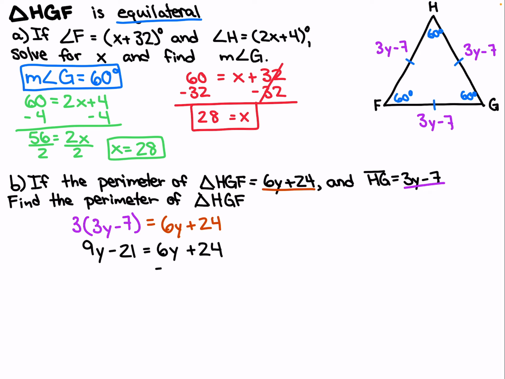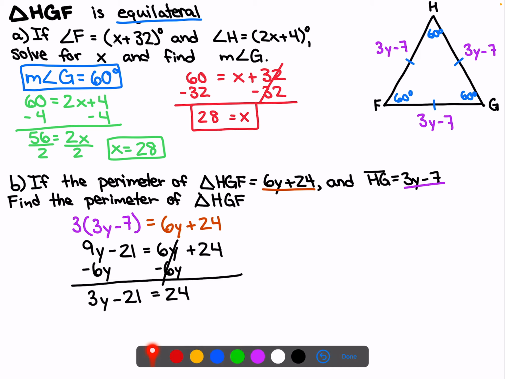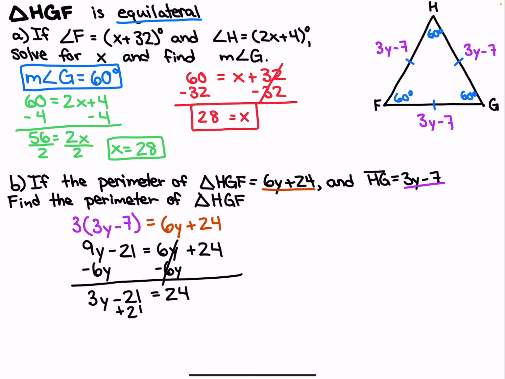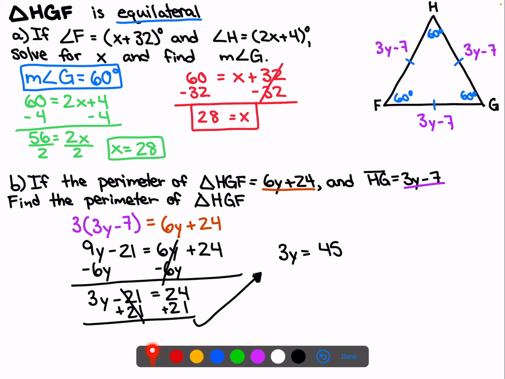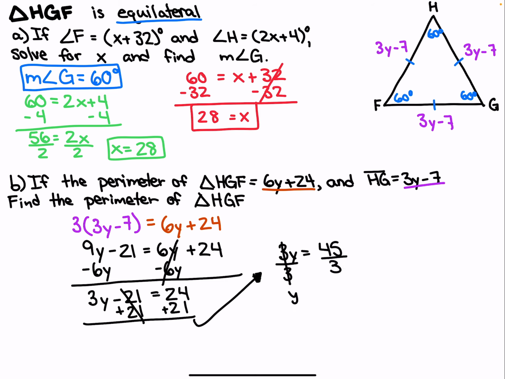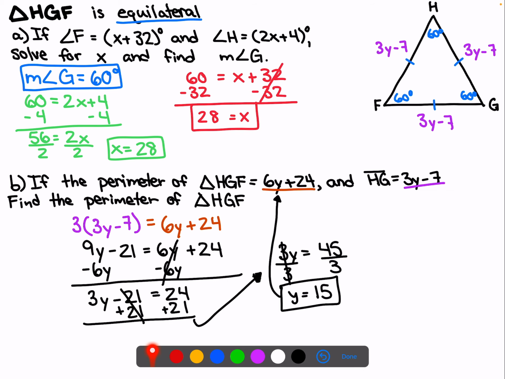Multiplying the 3 through the parentheses, we get 9y minus 21 equals 6y plus 24. I'm going to go ahead and subtract 6y from both sides, giving us 3y minus 21 equals 24. Adding 21 to both sides, we get 3y equals 45. And then dividing both sides by 3, we get y is equal to 15. But we're not trying to solve for y. We want to solve for the perimeter. So we got to plug it back in for y in our perimeter.